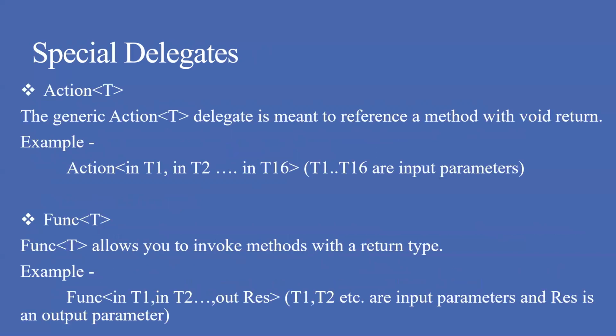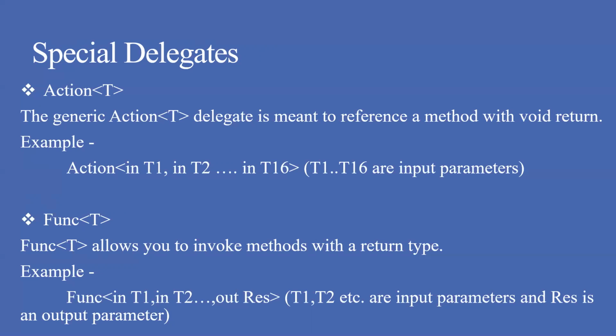There are some special delegates also which are used. We'll discuss two of the special delegates here. The first one is Action. This is a generic delegate whose name is Action. It's used to reference a method which has a void return type. So we write Action, then we write the input parameters. This is the syntax and a simple example of how we declare an Action delegate.